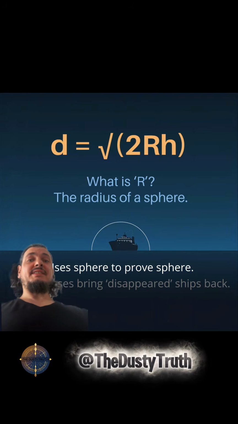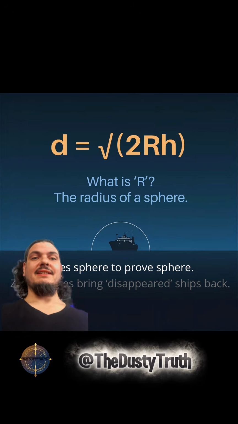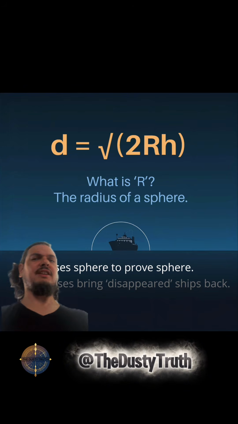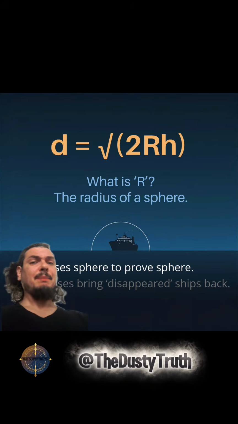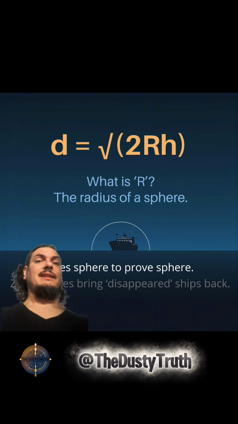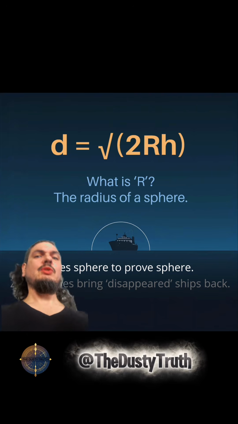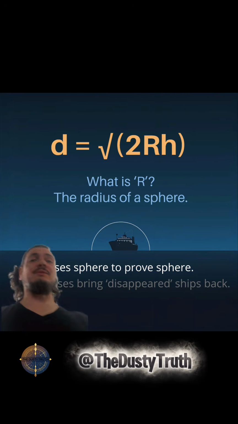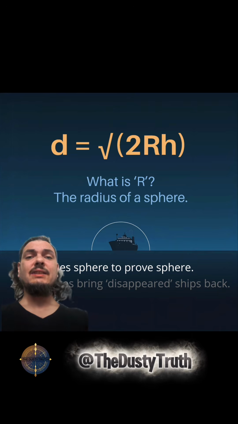And then we have distance to the horizon. Assumes radius, the radius of a sphere. Uses spherical Earth in the formula meant to prove spherical Earth. Also assumes disappearing ships are due to curvature rather than perspective convergence and angular resolution limits, which zoom lenses disprove by bringing those disappeared ships back into full view.